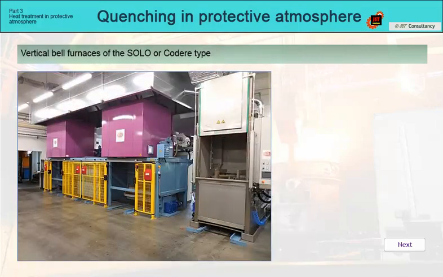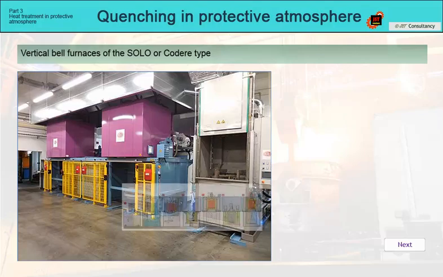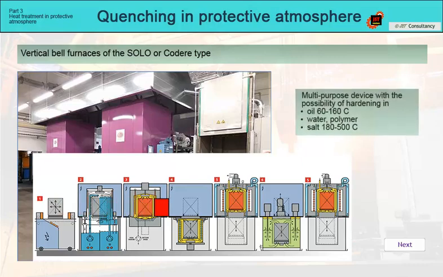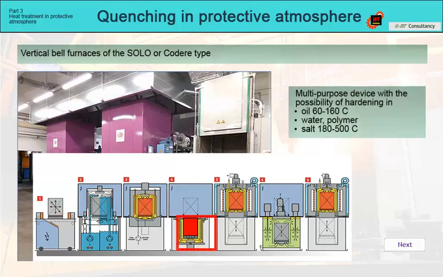Another solution are furnaces from Swiss manufacturers, either Solo or Codere. This is a vertical bell furnace design, where mobile heating chambers are located in the upper part of the device, and various hardening baths in the lower part, from oil, water, or polymer to salt. The line usually includes a washing machine or tempering furnace. Equipment of this type is very flexible with many options for arranging the line into the required configuration.